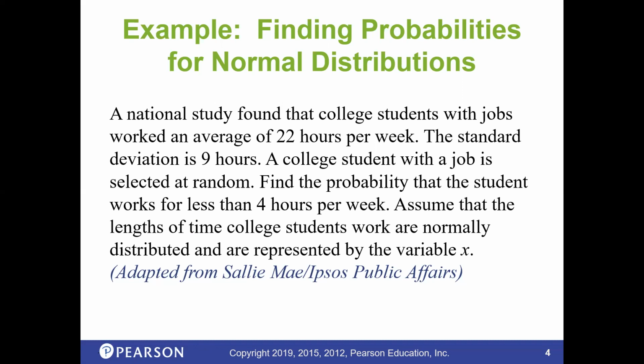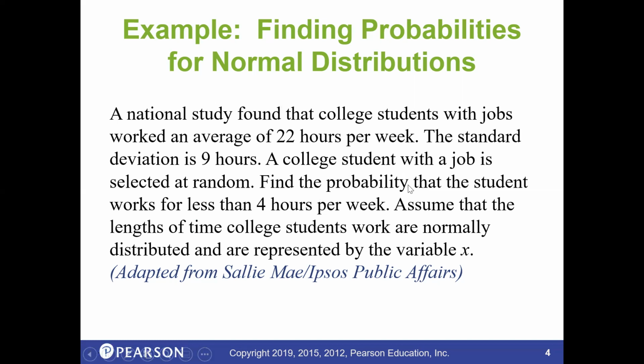Okay, let's jam with it here. So now the question is this: can I figure out the probability of a student that works less than 4 hours a week? Assume that the length of time college students work are normally distributed and represented by the variable X. So first things first is we have to figure out how to convert this to a z-score. We just practiced the z-score, right? And so I think we remember there was a formula for z-score, wasn't there? Anybody remember the formula for the z-score? Z equals? Perfect. Okay, so value minus the mean divided by standard deviation.